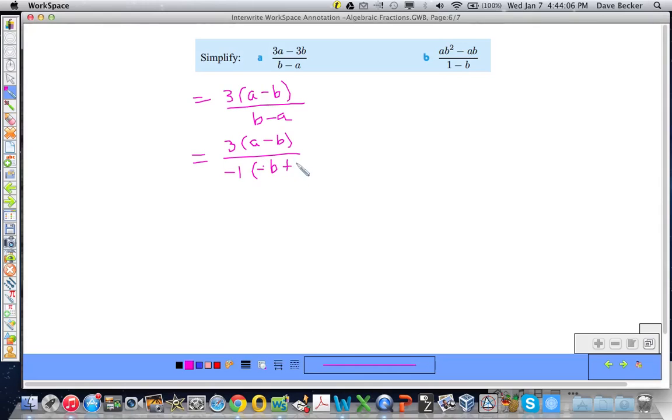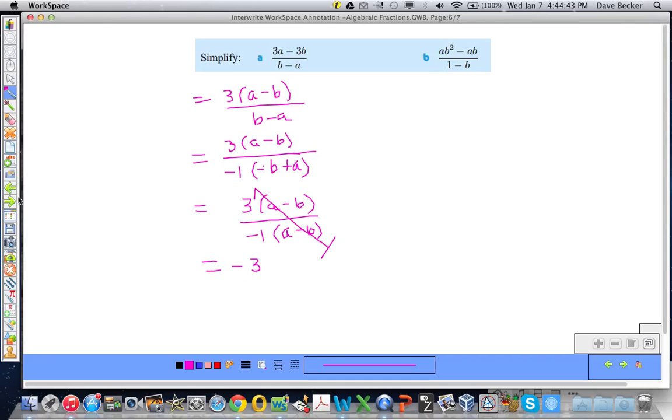Negative b plus a. Is that correct? You won't have to do this step. It is, because negative 1 times negative b is equivalent to positive b, and negative 1 times positive a is negative a. So I'm going to rewrite it one more time, a minus b over negative 1 times a minus b. All I did here is just switch the order, and then the a minus b's cancel, same thing over the same thing, and I'm left with 3 divided by negative 1, which is negative 3.